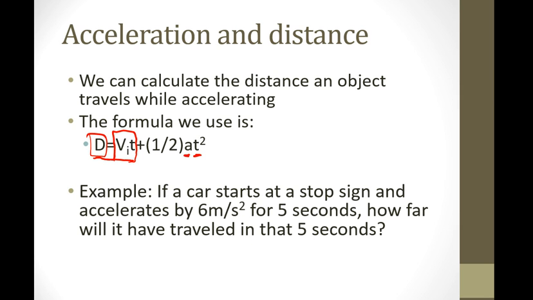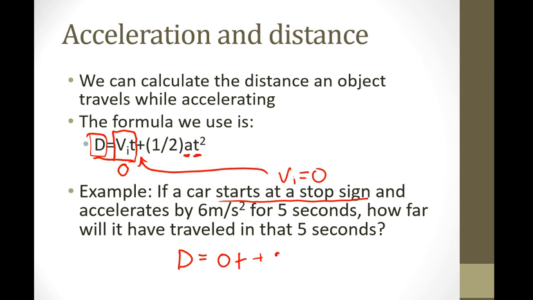So if a car starts at a stop sign and accelerates by 6 meters per second squared for 5 seconds, how far will it have traveled in that 5 seconds? Let's go ahead and take a look at this. If our car starts at a stop sign, I'm going to go ahead and assume that initial velocity is equal to 0. So if I plug 0 in for initial velocity, this whole first term becomes 0, because 0 times anything is still 0. So I wind up with distance is going to be equal to 0 times t, and t doesn't even matter because it's going to be multiplied by 0, plus 1/2 a t squared.